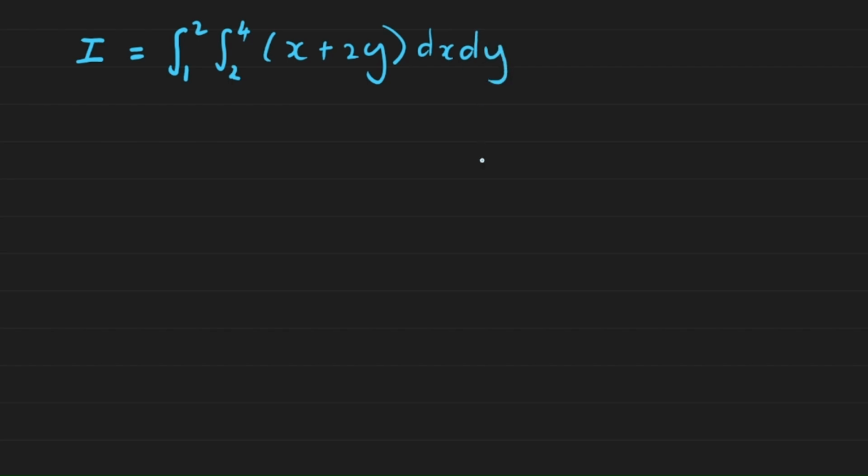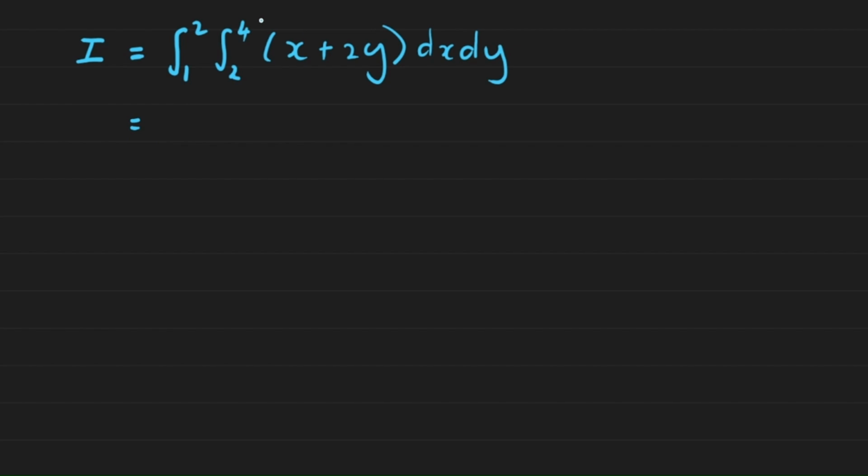We would like to calculate or evaluate some kind of integral, which is a double integral, where there's 2 bounds for each integral. In this case, the outer integral is going from 1 to 2, and the inner integral is going from 2 to 4. And we are evaluating the integral of the function x plus 2y dx dy. So as I've just stated, the technique is to evaluate the inner integral first, and thereafter the outer integral.